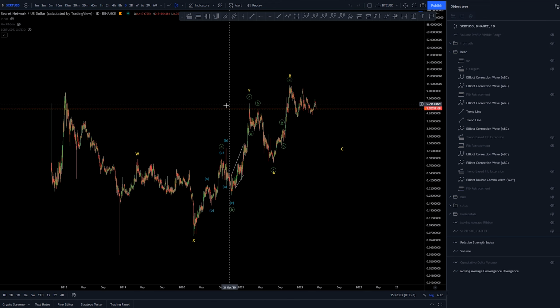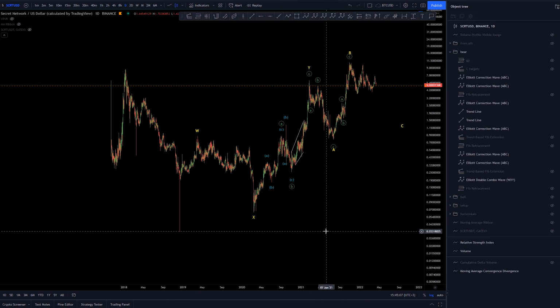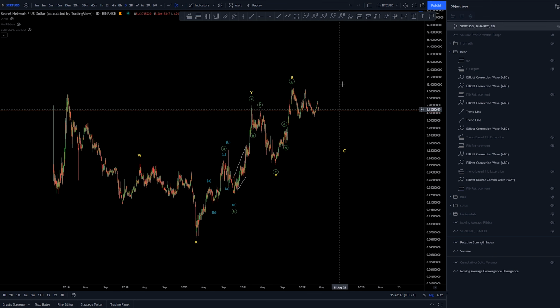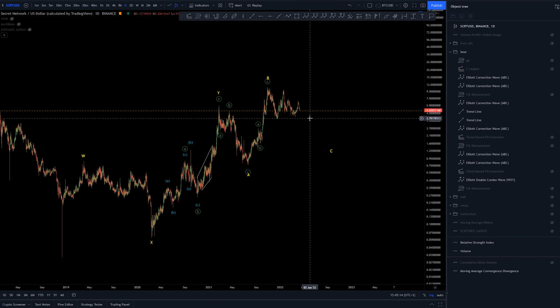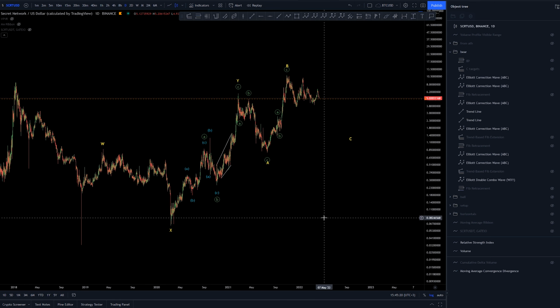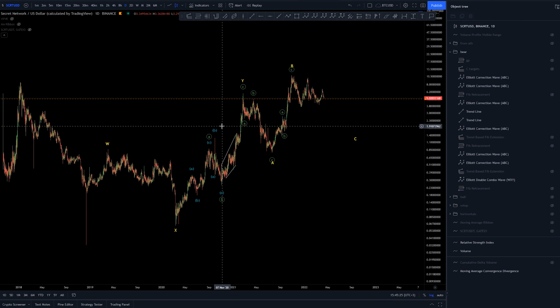Also, this WXY could be the connector for something that would basically be happening here, but as we don't have real price data back here, it is impossible to say what this is. Again, all of these moves look kind of corrective to me, and this is the reason I even presented this count.